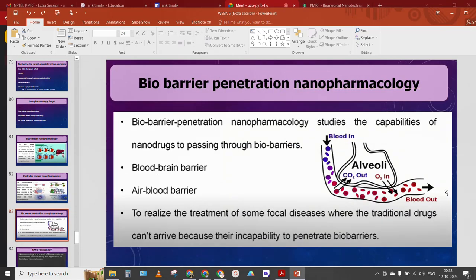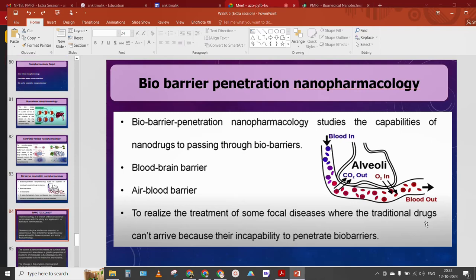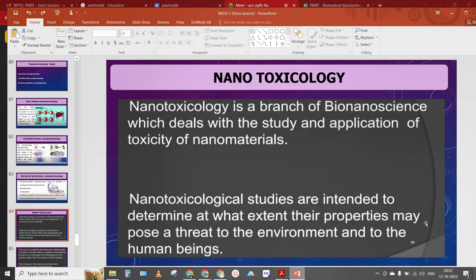Then bio-barrier penetration nanopharmacology. It studies the capabilities of nanodrugs to pass through bio-barriers, such as the blood-brain barrier and the air-blood barrier, to realize the treatment of some focal diseases where traditional drugs can't arrive because of their incapability to penetrate bio-barriers. So the next topic of concern is nanotoxicology.